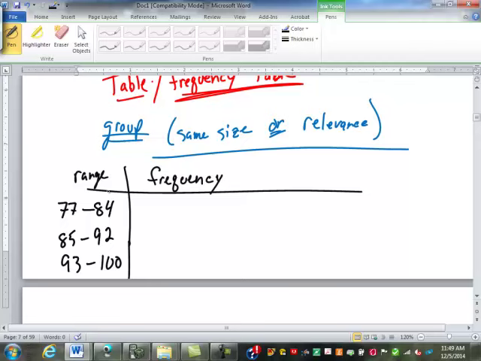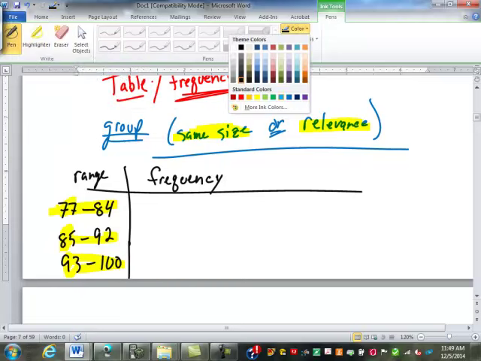Now you notice this actually happened to come out that each of these has a range of 8 anyway. This goes from 77 to 84 is only 7, but you got to go 77 to 85 is 8. 85 to 93 is 8 as well. So all these ended up being the same size anyway when we did grade range. So here's a case where we met both of them. The categories, the ranges are all the same size, and they have relevance to the data.